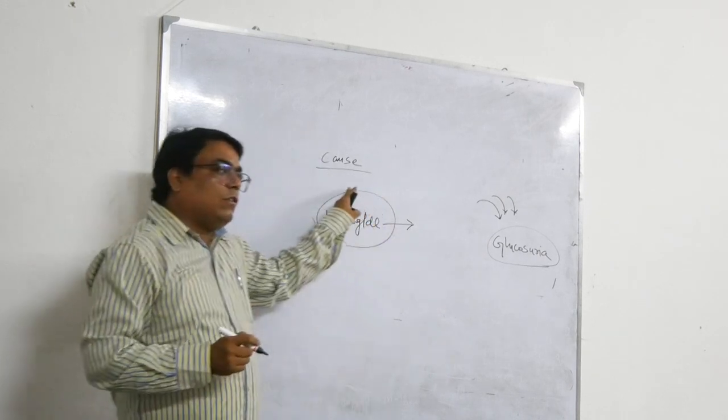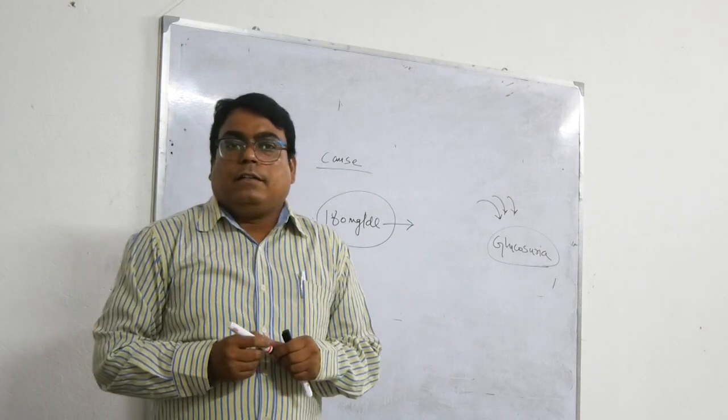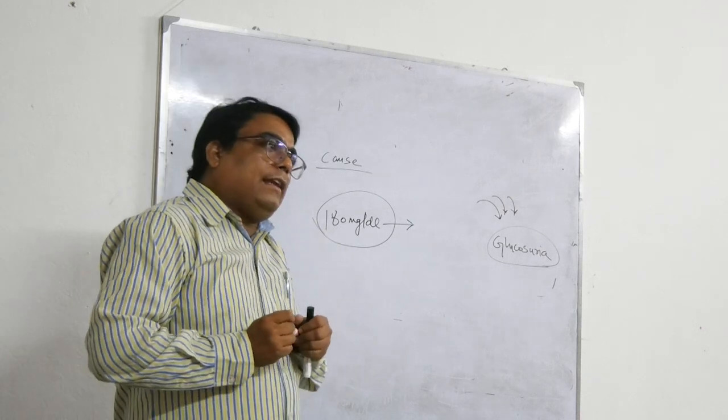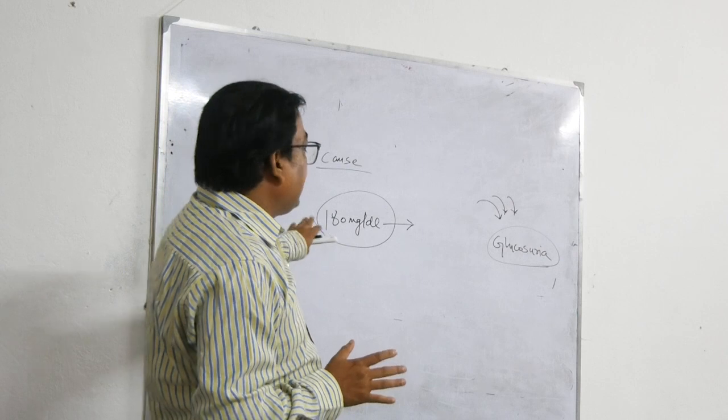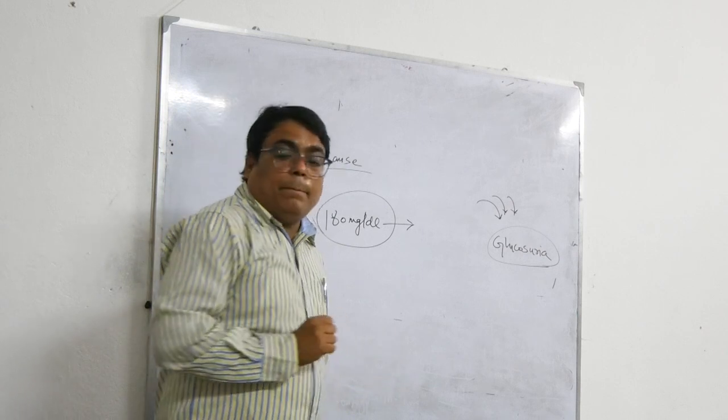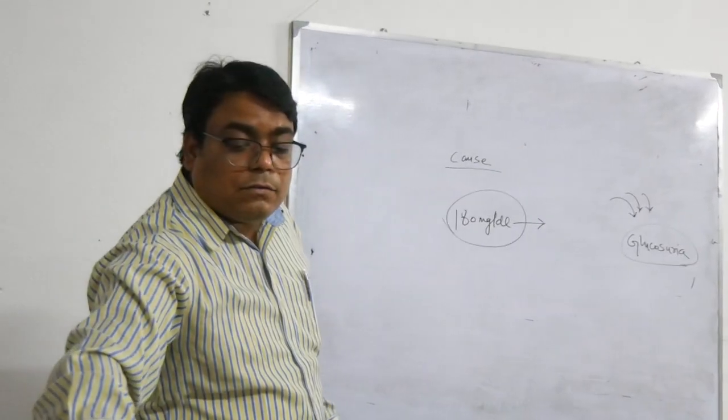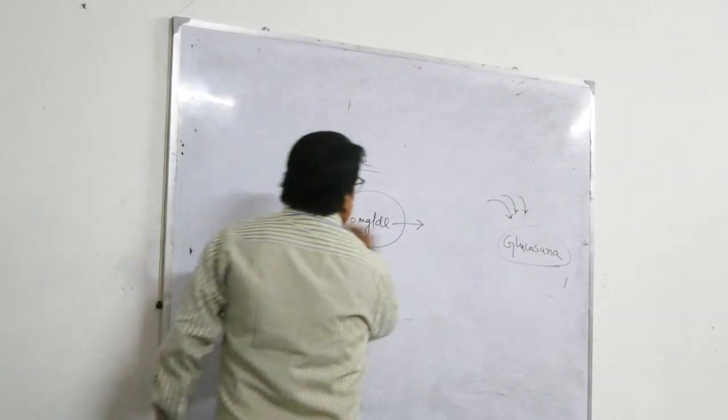Understand? So this is not the cause of hypoglycemia. Generally, renal glycosuria occurs in the condition of hyperglycemia. But what I asked is, what is the reason for hypoglycemia?